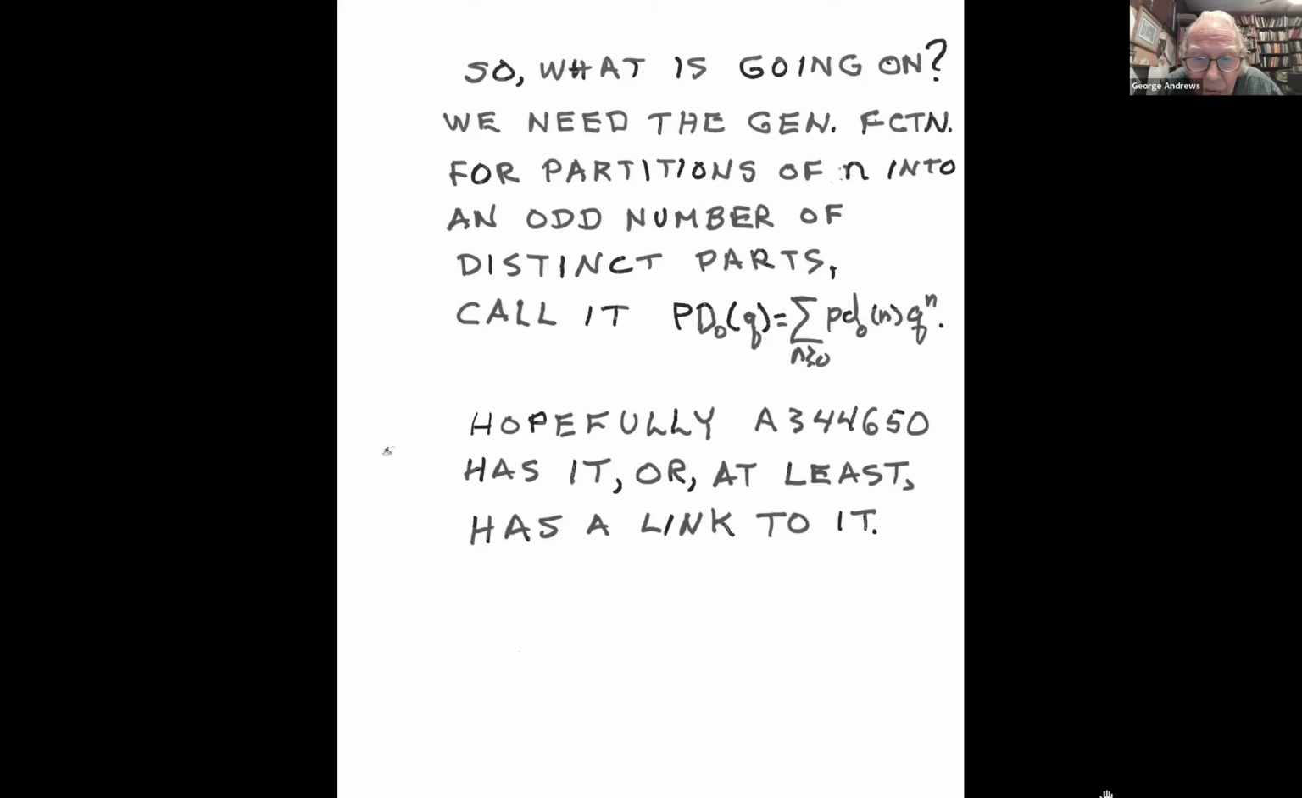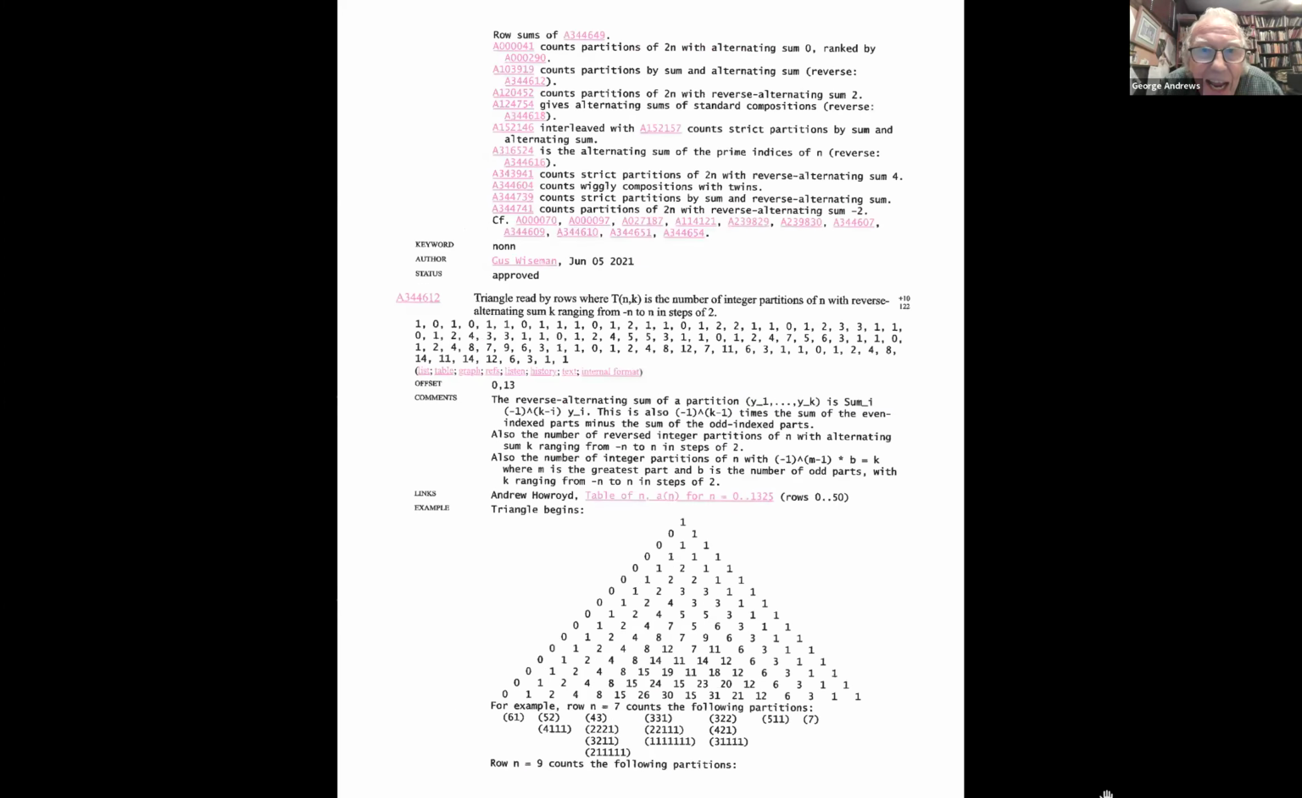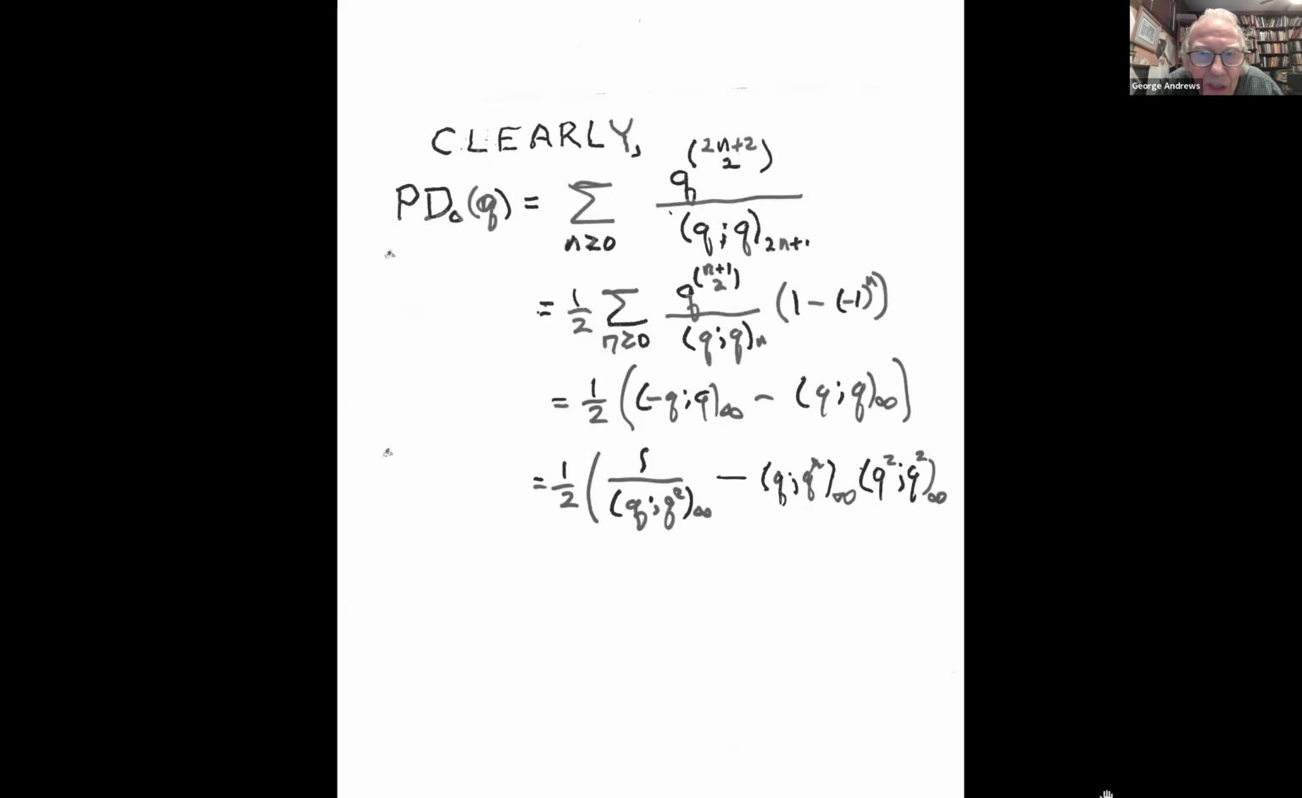All right, so hopefully A344650, which I just looked up, has it, or at least has a link to it. Well, here it is. And you go searching frantically for a link. Here's the first page of it. Here's the second page. You probably can't read much of it, but what you can see is that it has a few formulas in terms of Maple programs and Mathematica programs, and it has relations to all sorts of other sequences in the OEIS, but there is no generating function. So we have to go after a generating function.